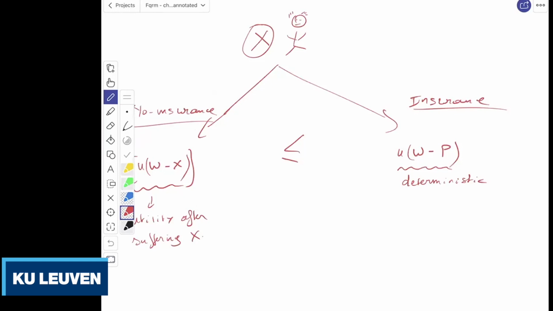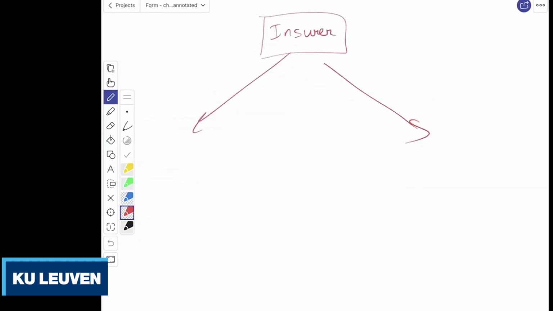Okay, I was here. We are with the insurer, and the insurer can decide to not accept the risk. So if you do not accept the risk, you have an initial amount W, then nothing happens. You stay with your amount W. So this is the corresponding utility.